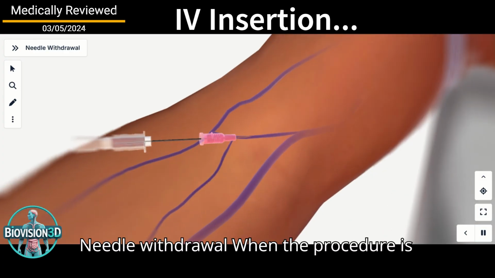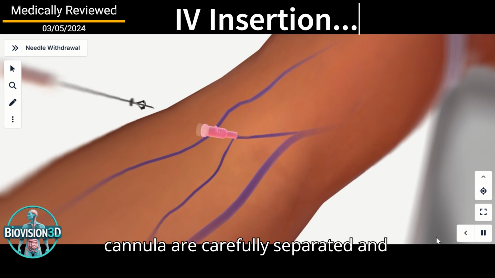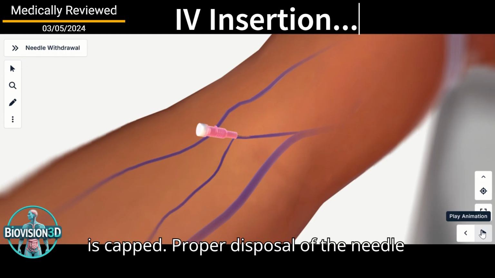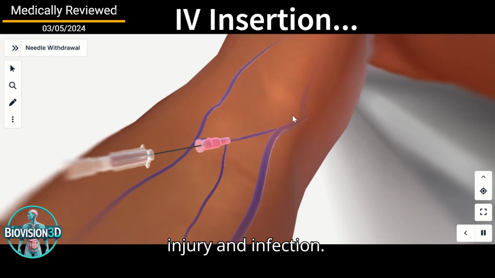Needle withdrawal. When the procedure is complete, the components of the IV cannula are carefully separated and withdrawn from the vein. The catheter hub is capped. Proper disposal of the needle into the sharps container helps prevent injury and infection.